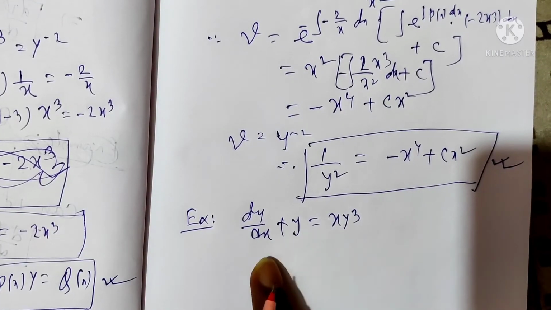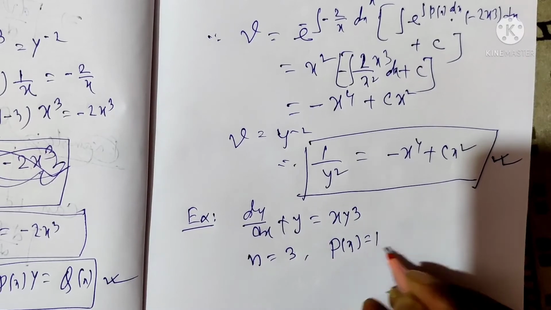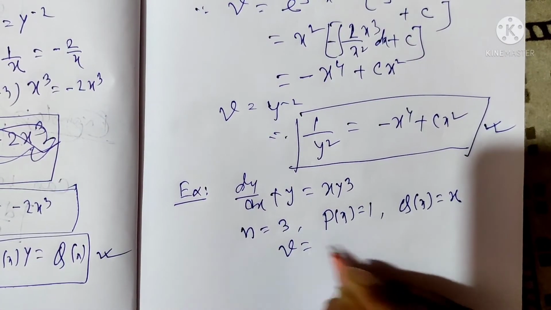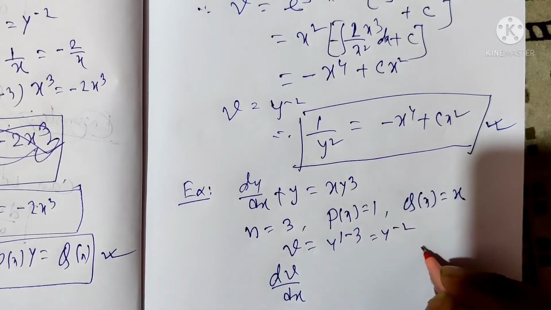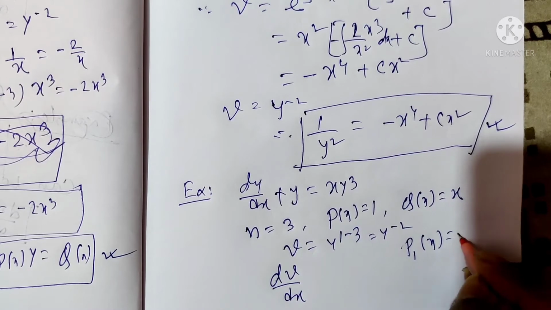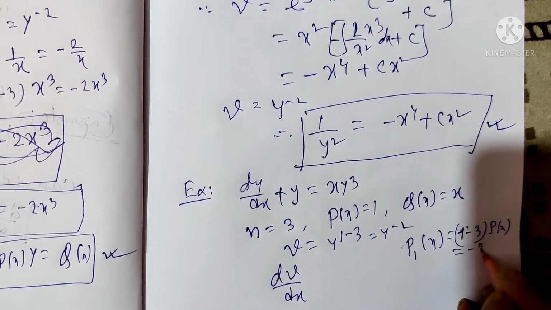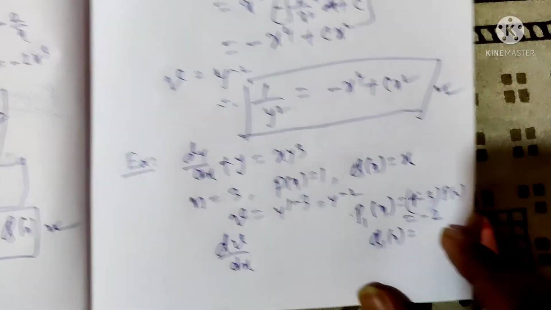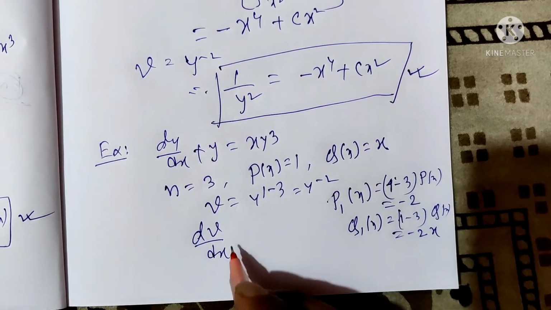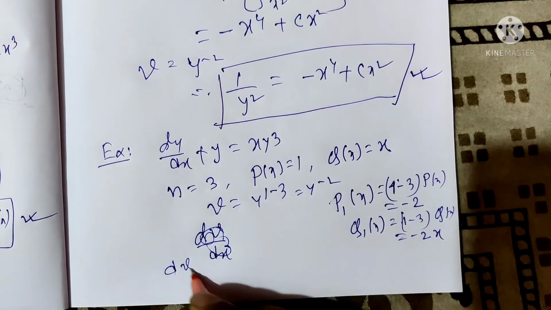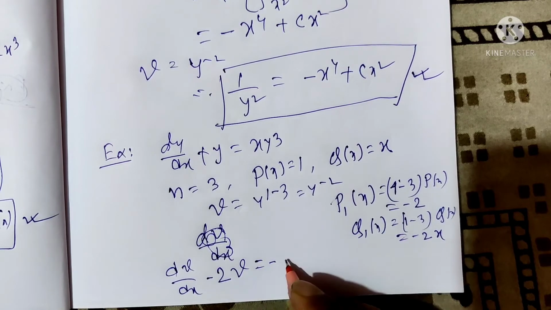Let the next example be dy/dx + y = xy³. Here n = 3, p(x) = 1, q(x) = x, and v = y^(1−3) = y^(−2). And we transform this to dv/dx, where p1(x) = (1−3)p(x) = −2, and q1(x) = (1−3)q(x) = −2x. Then the transformed equation is dv/dx − 2v = −2x.